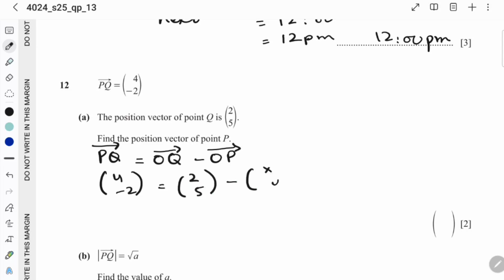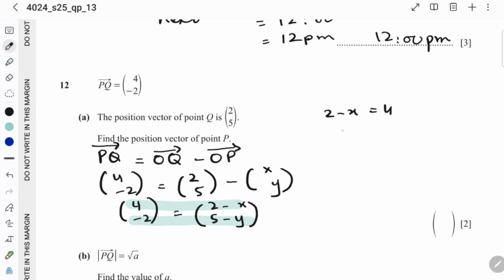And this I will take as X, Y. So we know that 4, minus 2 is equal to 2 minus X and 5 minus Y. So we can solve that 2 minus X is equal to 4 and 5 minus Y is equal to minus 2 and solve what is the value for X and Y. So 2 minus X equals 4, minus X equals 4 minus 2, minus X is equal to positive 2 and X is minus 2. So the X number is coming minus 2.